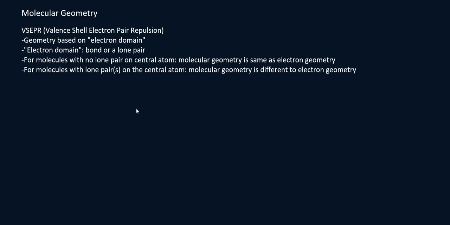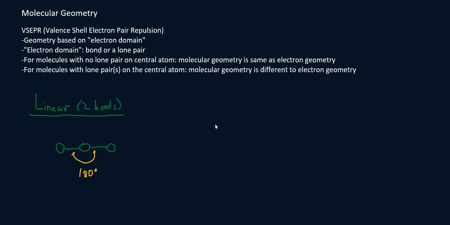Electron geometry is tied specifically to the number of domains around your central atom. Molecular geometry is just a little bit different. So let's jump right in. I'll start with the geometries with no lone pairs first, and then we'll look at what happens when we start adding lone pairs to our structures. So first up on our list is going to be the linear geometry.